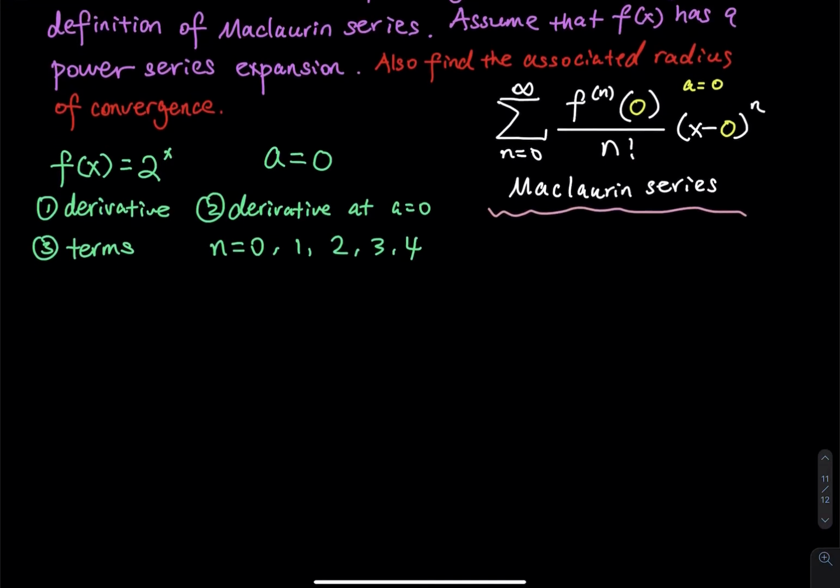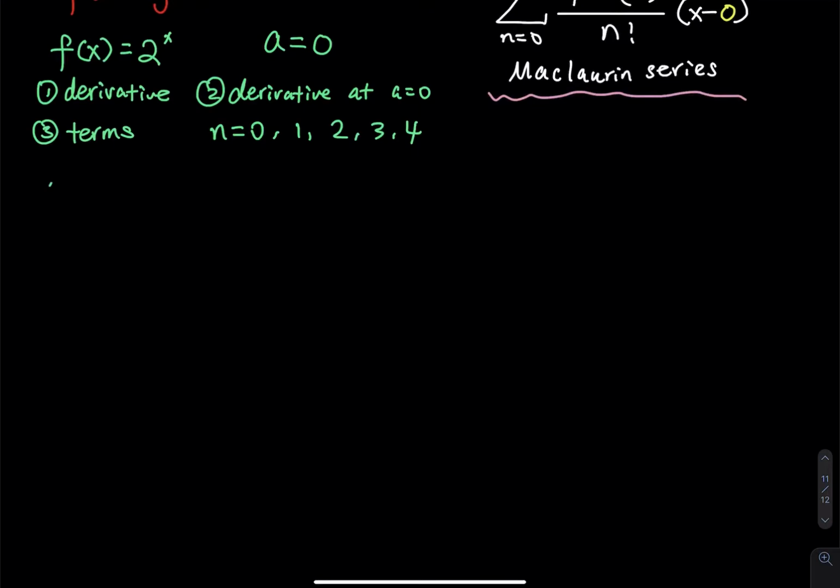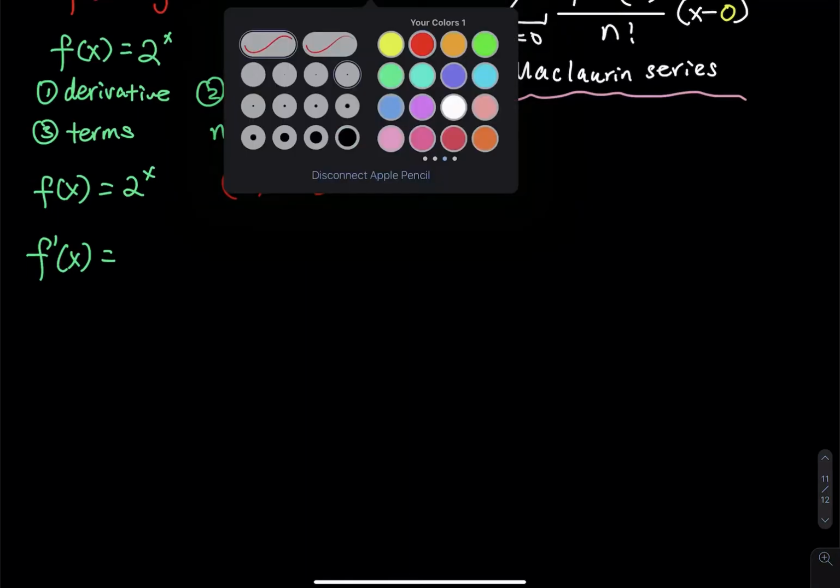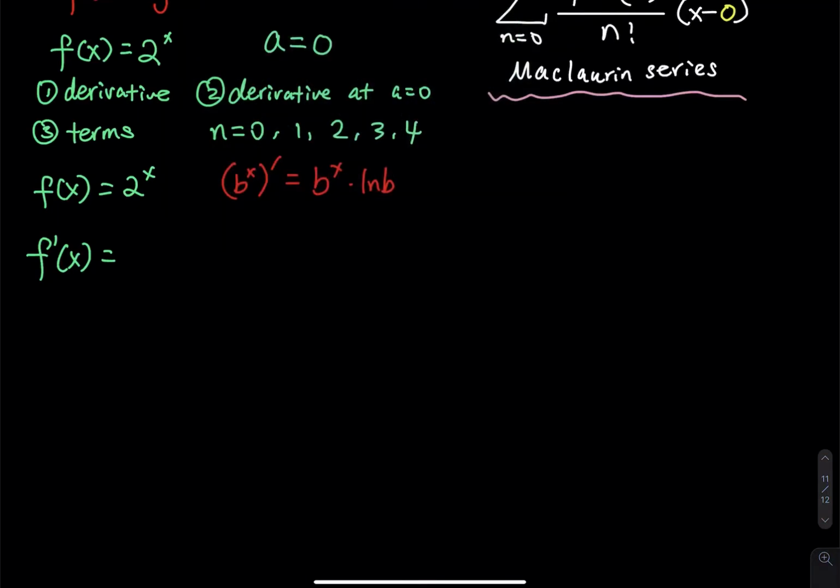So for the derivative, when n equals 0, we have f of x equals 2 to the x. When n equals 1, the first prime. So what is the derivative of 2 to the x? So remember this, the derivative of b raised to the x power, where b is a constant, is equal to the function itself times ln(b). So back to our problem. So this is 2 to the x times ln2.